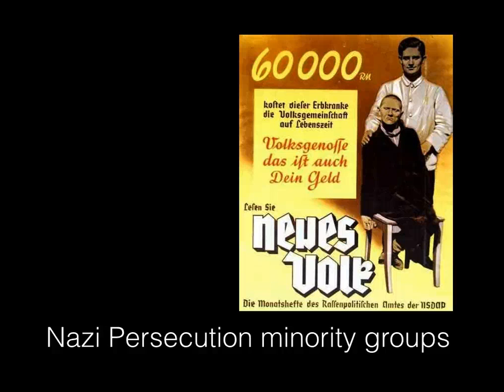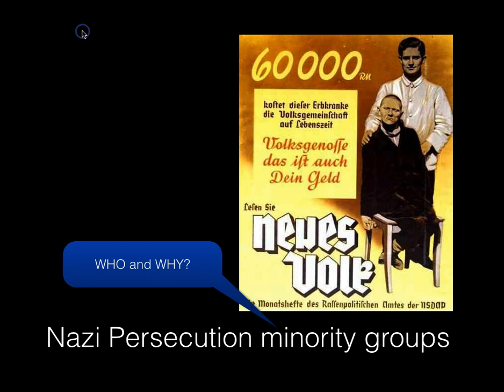So last lesson we looked at Nazi persecution of minority groups within the area controlled by Germany and eventually the Third Reich as it expanded across Europe. We're going to look now at other minority groups and ask ourselves, who did the Nazis persecute, which groups and why? What were their reasons and motivations?